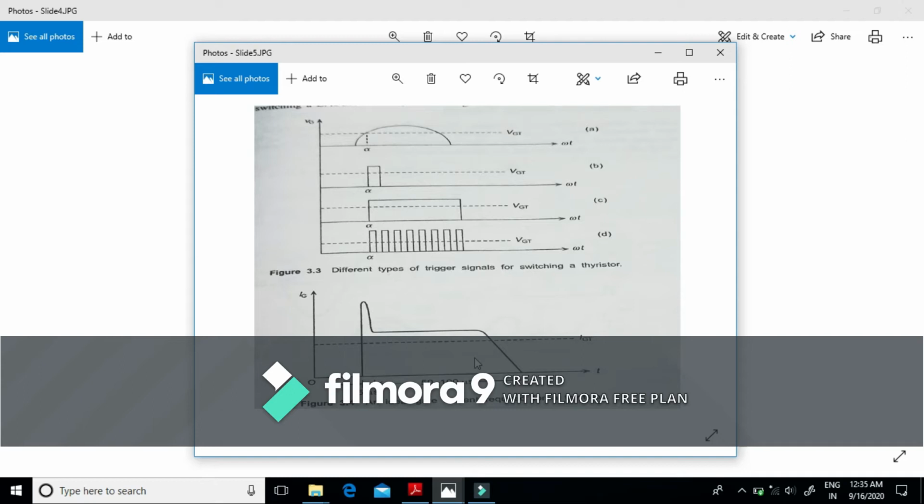supplies the required minimum gate voltage, which is represented by VGT, that is the gate triggering voltage, and the required gate current, that is represented by IGT.